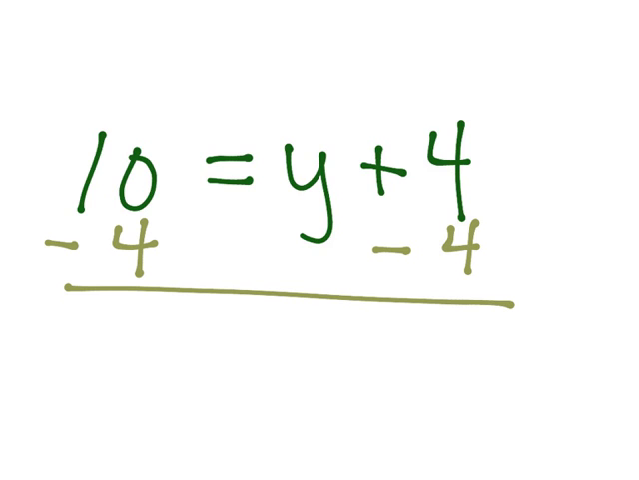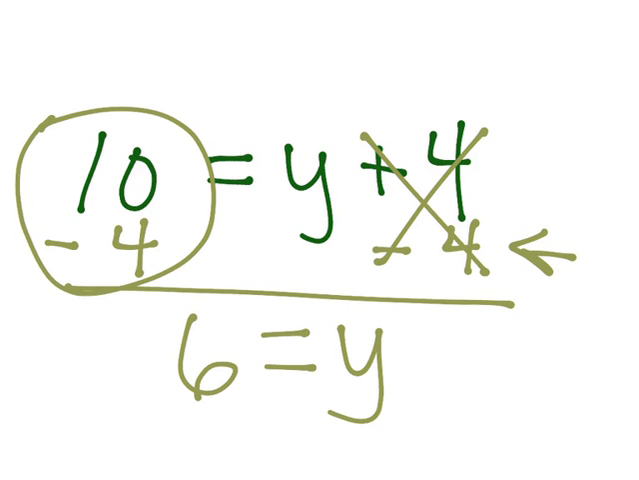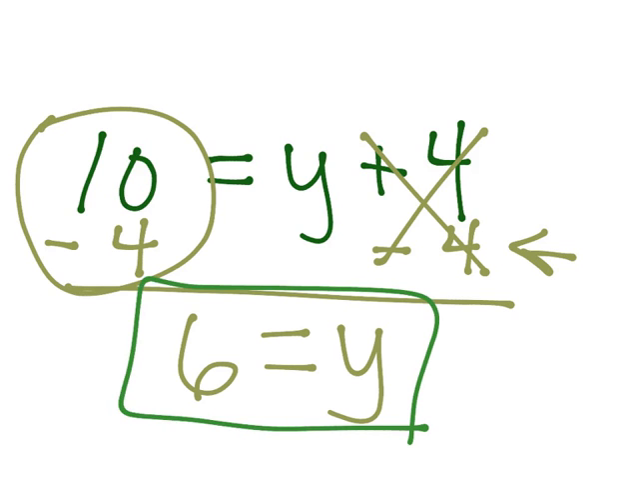So if I have 4 and I take away 4, then those cancel out and I'm left with y equals. All right, then I just do the math on this side. So 10 minus 4 is 6. So I've just solved that equation, and y equals 6.